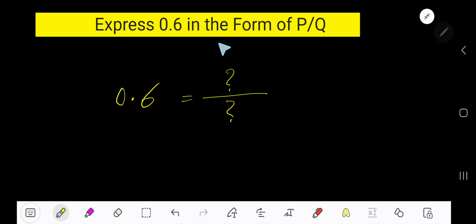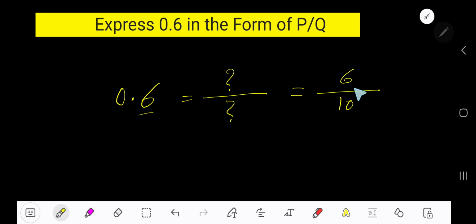Express 0.6 in the form of p by q. Here we need numerator and denominator. For the numerator, just remove the decimal and write the number you are getting. Here you are getting 6 after eliminating the decimal point. And for the denominator, just write 10 for every digit. So we have one digit, so write 10.